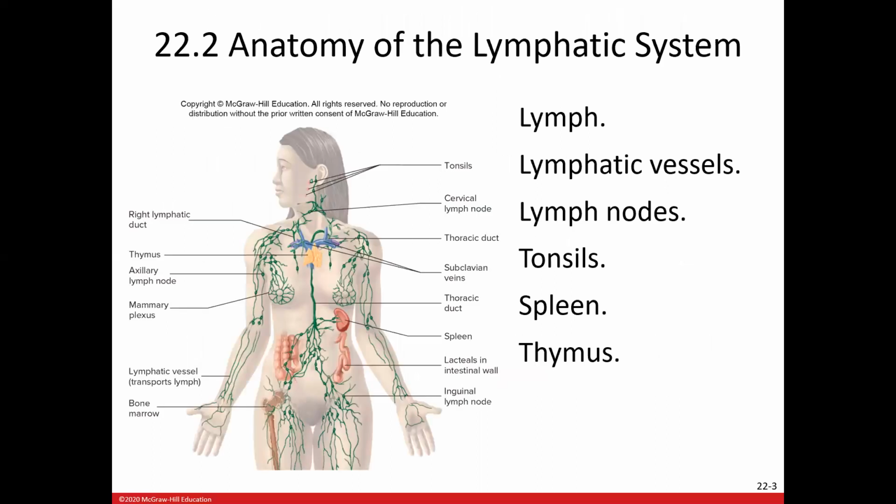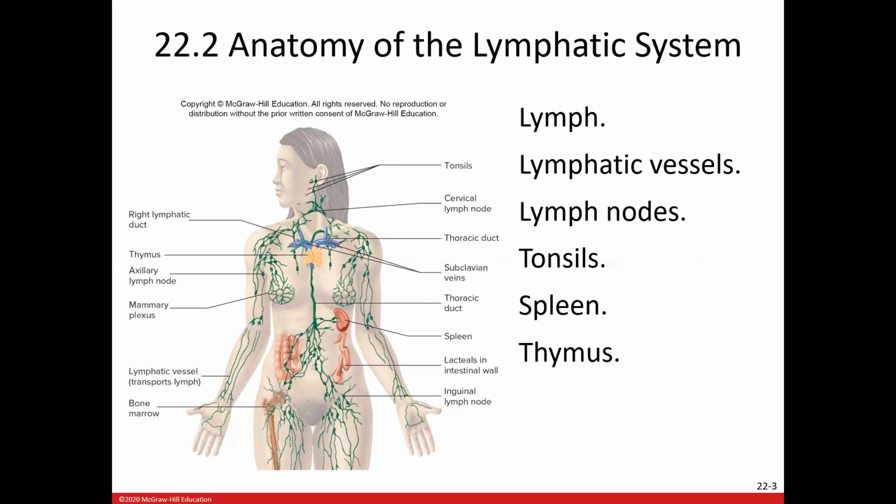To break down all the different parts of the lymphatic system, we have many different structures all throughout the body. They're not all in a nice, neat row. But to break them down, the first big piece is lymph. Lymph is just the actual interstitial fluid in the vessels themselves. Those vessels are called lymphatic vessels.